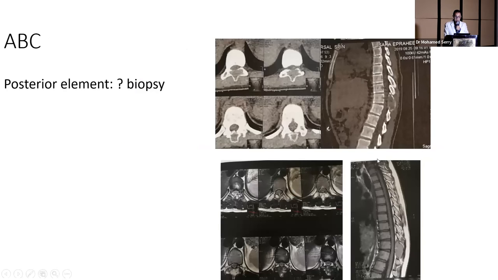In ABC, this case of solid aneurysmal bone cyst: usually an aneurysmal bone cyst affects the posterior elements. So in this case, you have to do a biopsy, as nowadays not all cases of aneurysmal bone cyst are surgically treated.